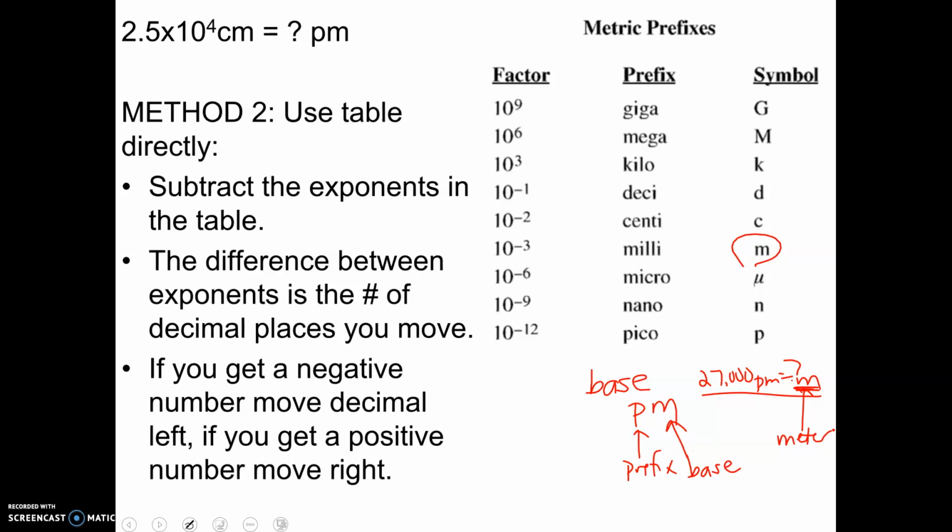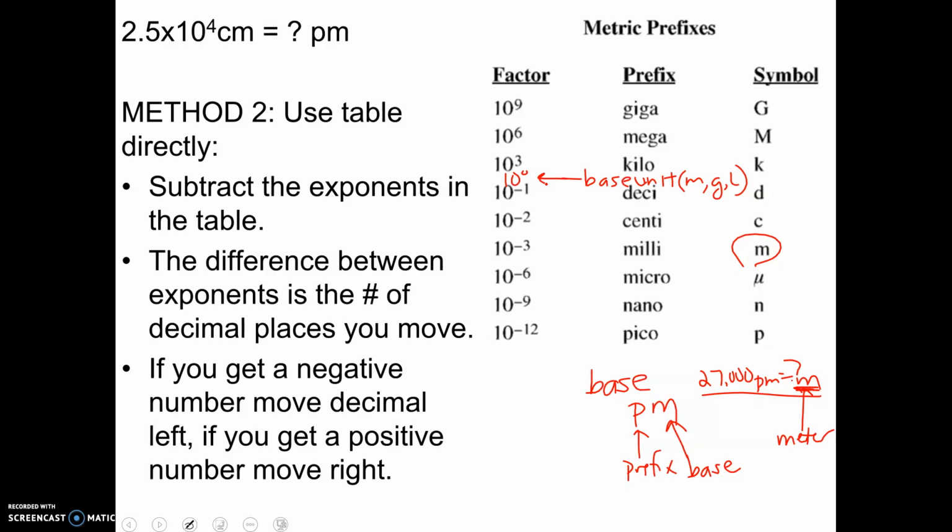So where is meter in this chart? Because they didn't put it here. Well, meter or gram or liter, your base unit, we'll just call it base. So this could be meter, gram, or liter. That would be 10 to the 0. So just a heads up, that's where that would fall in this chart.